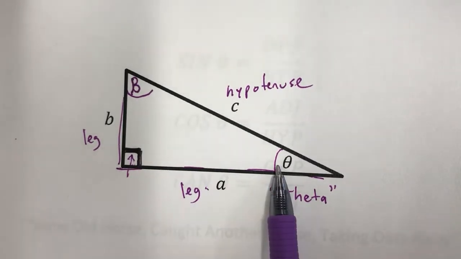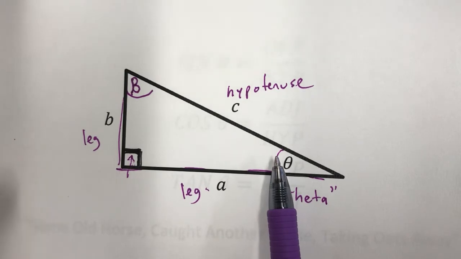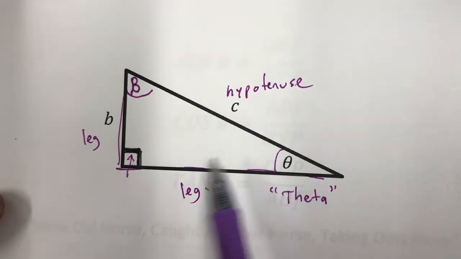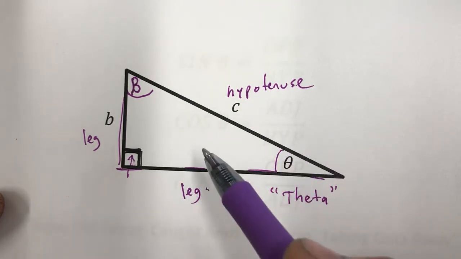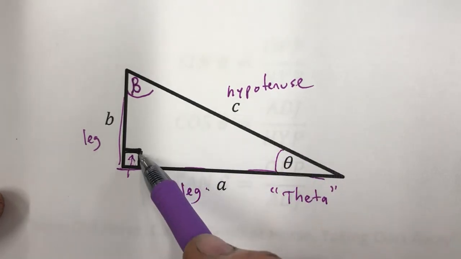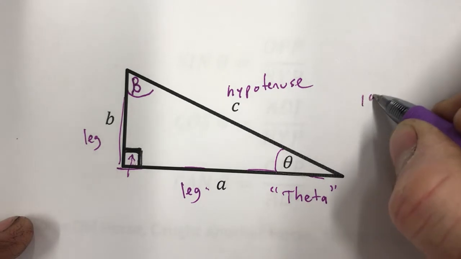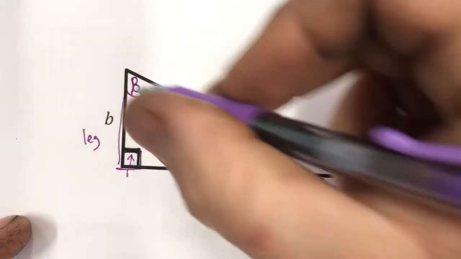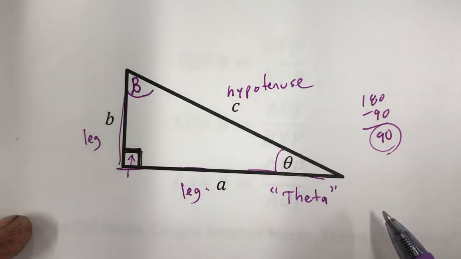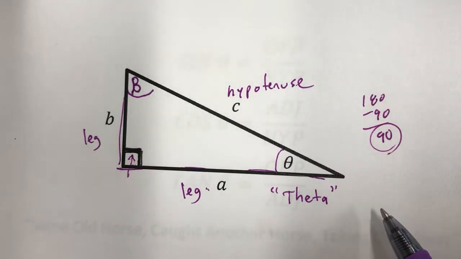But these two angles are acute angles. They're less than 90, and this angle is 90. Your total triangle has 180 degrees. And since this one's 90, if you do 180 minus 90, that means that these two angles here have to add up to 90. So they're both acute. They have to be less than 90. There's no way they can be over 90.